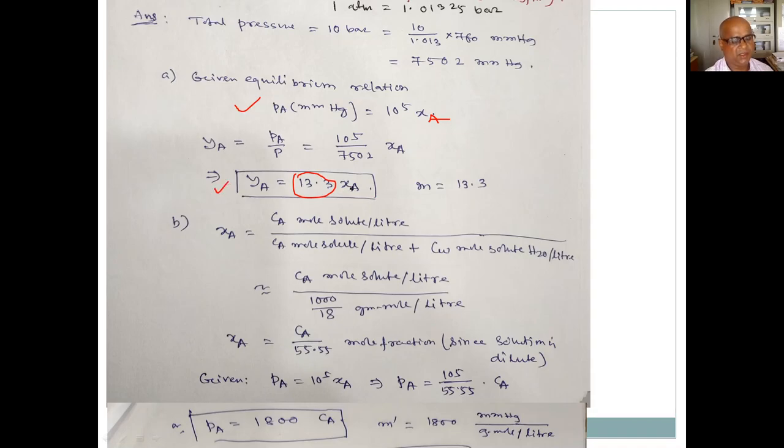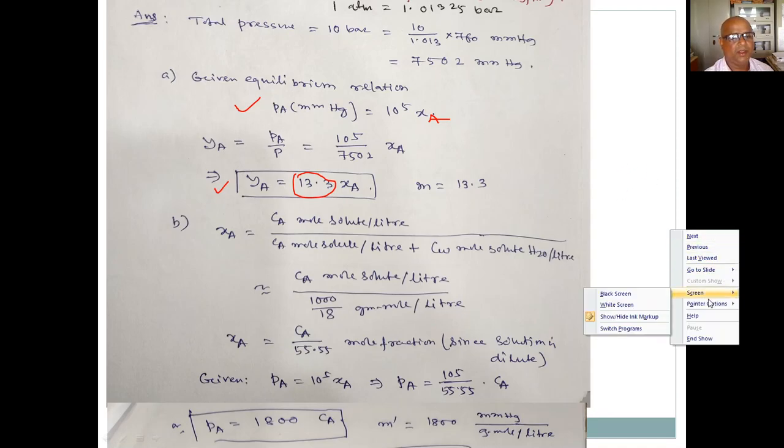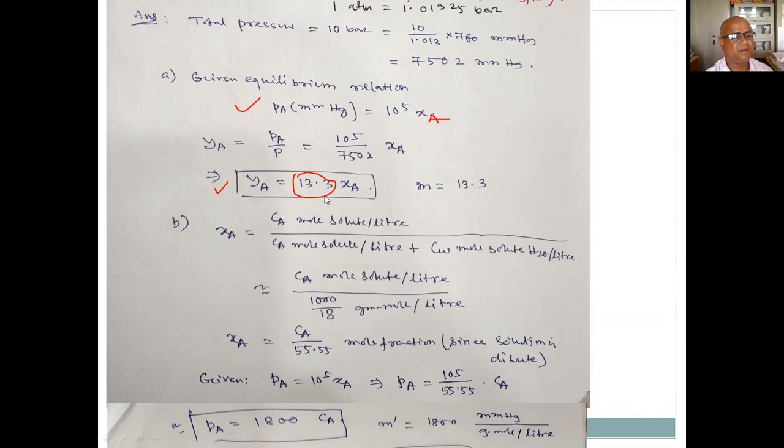Now if M equals 13.3, tell me whether it will be highly soluble or less soluble. So if 13.3, M is much greater than 1. So in this case, concentration of gas phase will be high and concentration of liquid phase will be low at equilibrium. That means it is a less soluble solute. And if M is less than, let's say, 0.1, then it would be highly soluble.